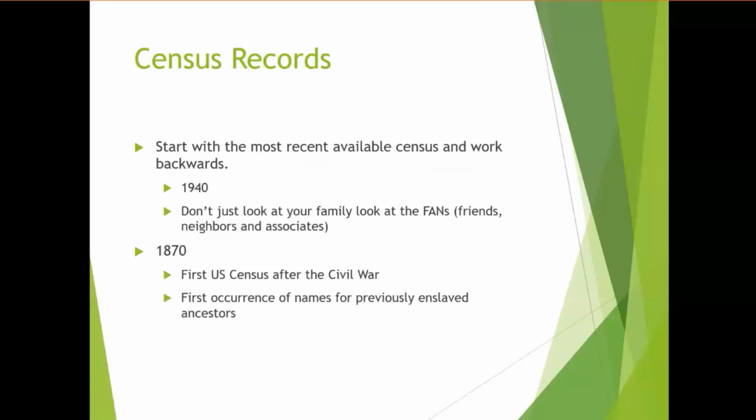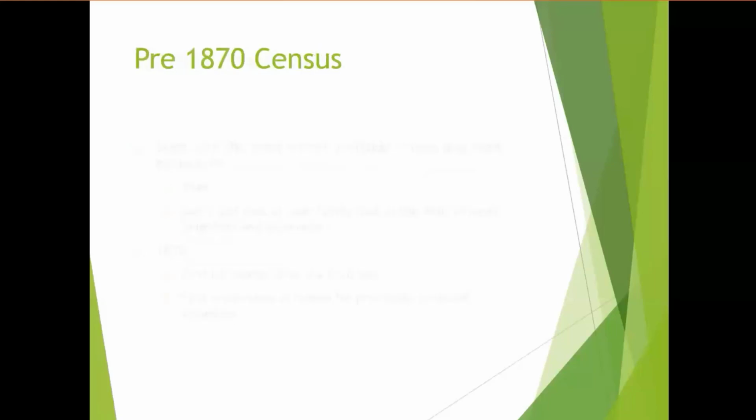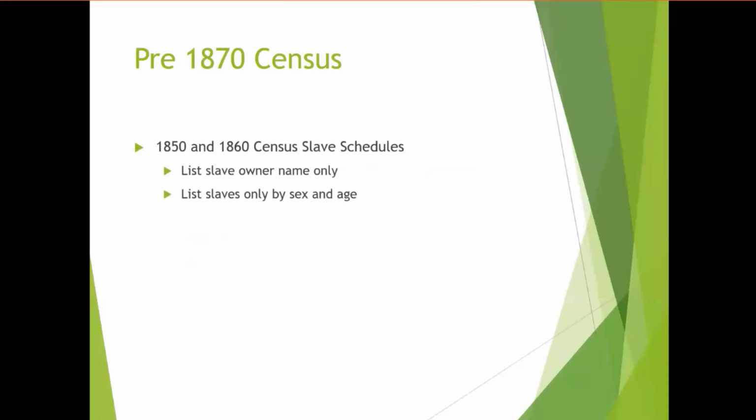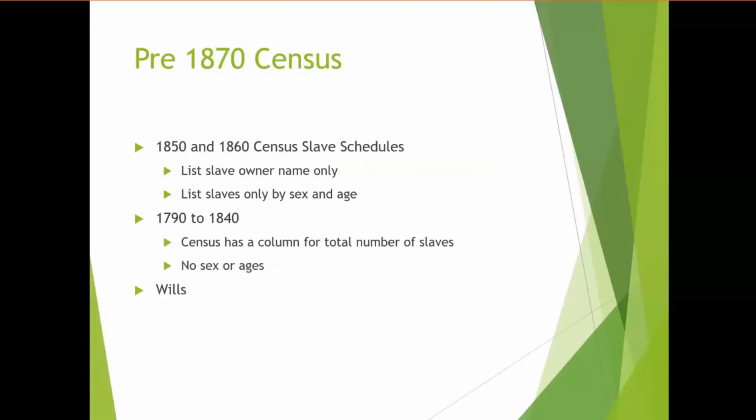So pre-1870 census, there are the 1850 and 1860 slave schedules. These schedules list only the slave owner by name, and it lists slaves only by sex and by age. From 1790 to 1840, the census had a column for the total number of slaves. So it wouldn't break it down by age or by sex. It's just a total head count, if you will. No sex or ages.